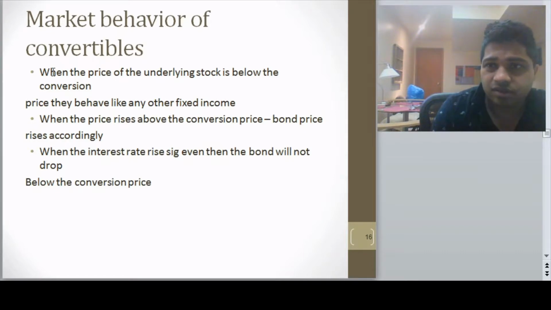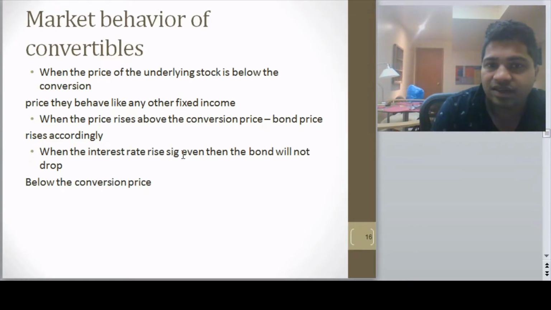Behavior of convertibles. They act like a bond and they also act like a common share. How? When the price of the underlying stock is below the conversion price, there is no benefit out of conversion, so they act like a bond. When the price rises above the conversion price, the bond price rises accordingly, so they act like a share. When the market price of the share is above the conversion price, they start acting like an equity.